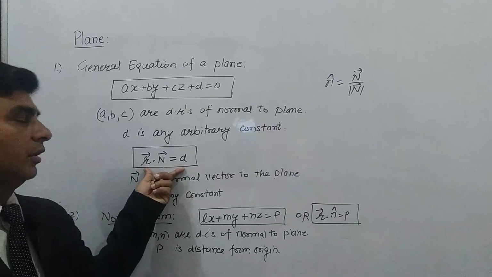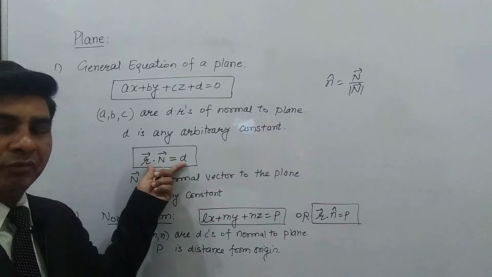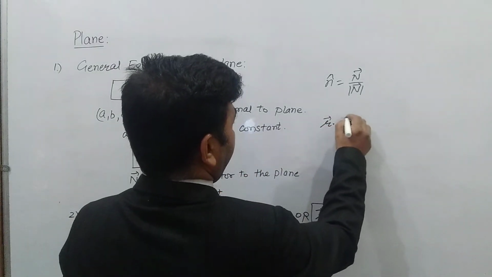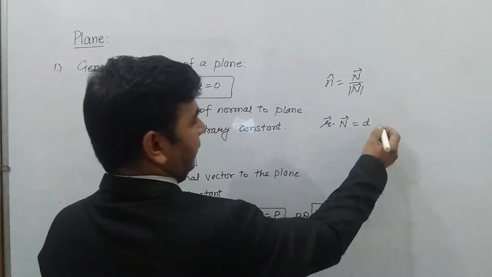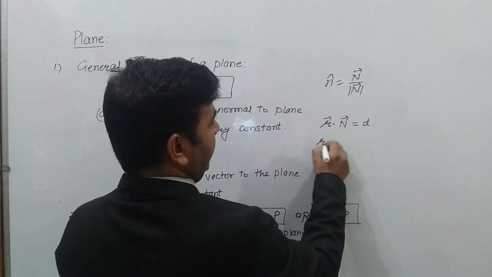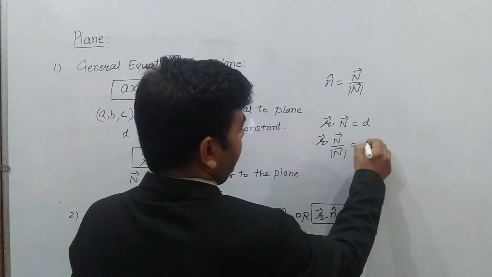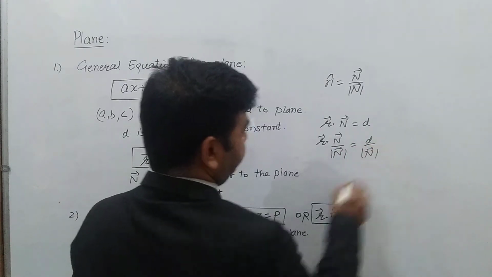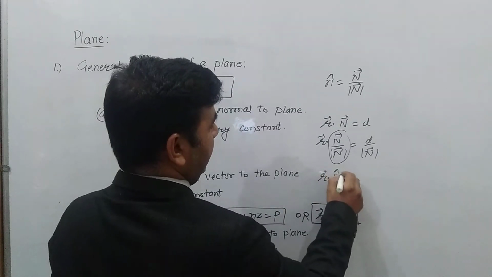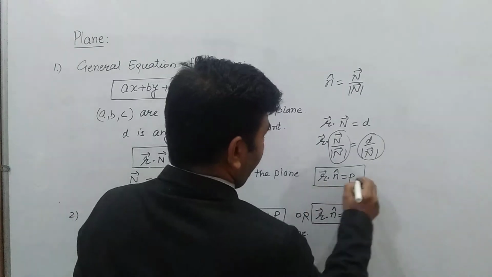So if you want to convert this vector form of the general equation of a plane into normal form, then it should be divided by the magnitude of n, like this. Vector r dot vector n is d. Let me divide the whole equation by the magnitude of vector n. So this is vector r dot vector n upon the magnitude of n, and this is d upon the magnitude of n. This is nothing but your n cap, and this is nothing but your p, which is your perpendicular distance from the origin.